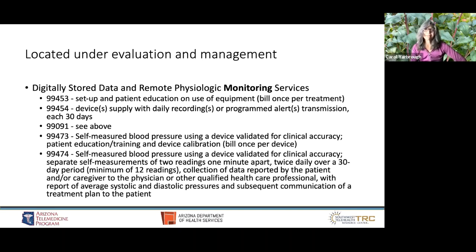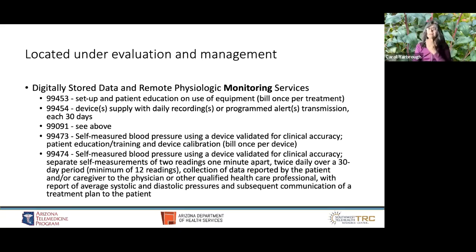Set up in patient education, so you bill it once per treatment, regardless of how much equipment you're doling out. You've got a scale, a blood pressure monitor, a pulse ox, maybe a digital thermometer. You get one bill, one CPT code. And then the monthly, after the 16 days of recordation and transmission and receipt of data, you get to bill that 99454 once every 30 days. 99091, still there, still helping us out. Definition was up there.